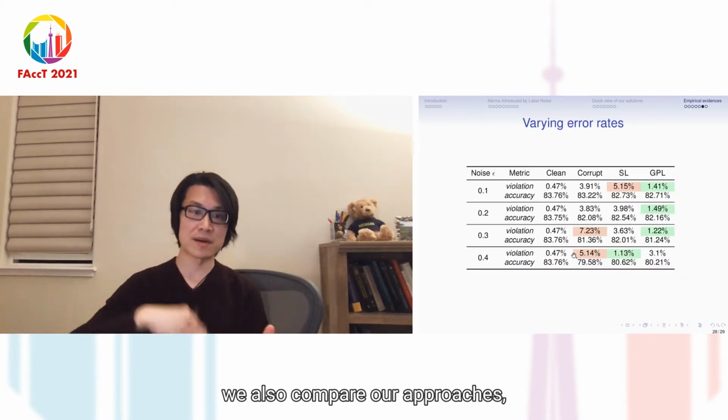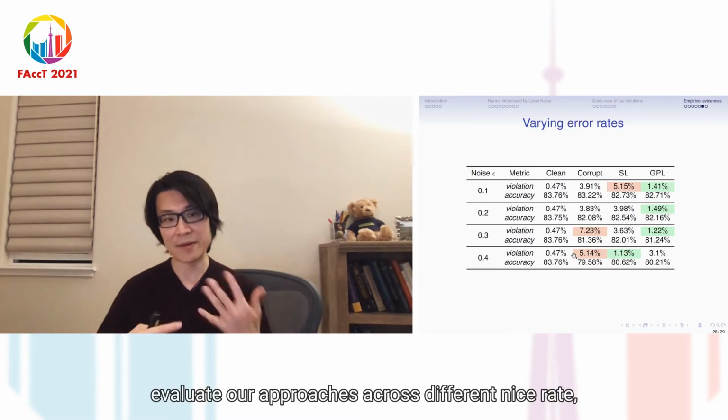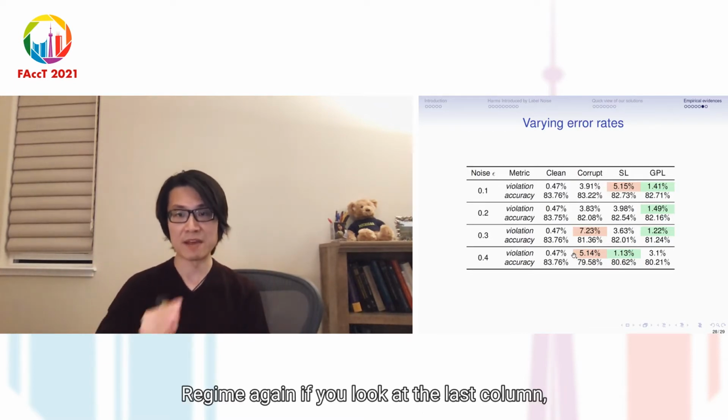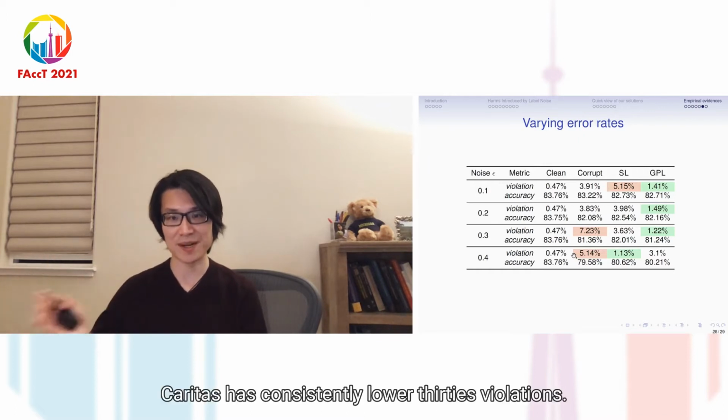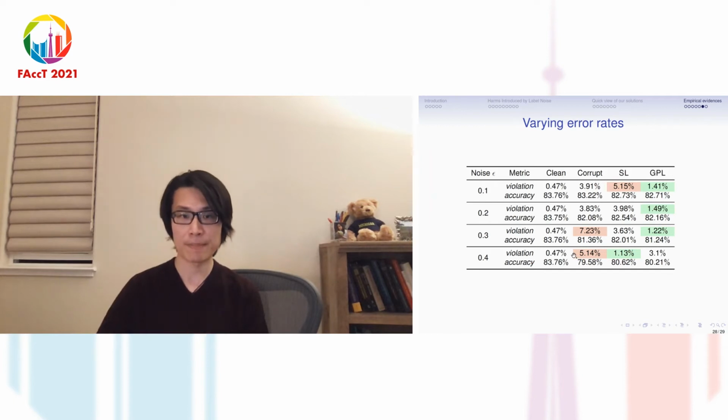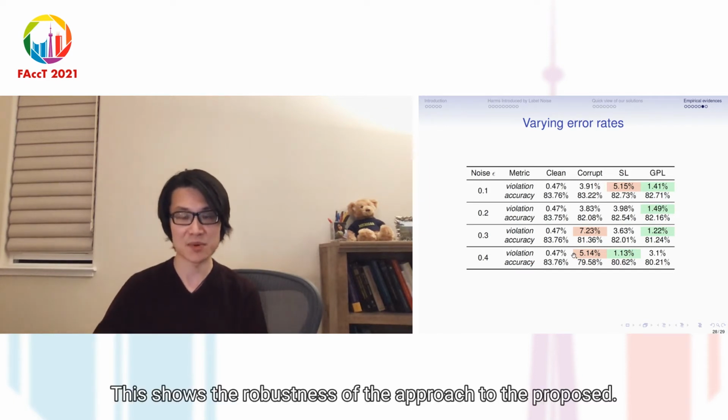We also evaluate our approaches across different noise rates and different noise regimes. Again, if you look at the last column, this is a group, pure loss has consistently lower fairness violations. This shows the robustness of the approaches we propose.